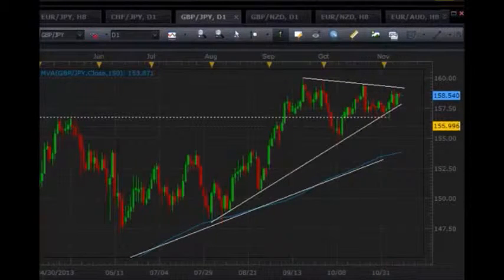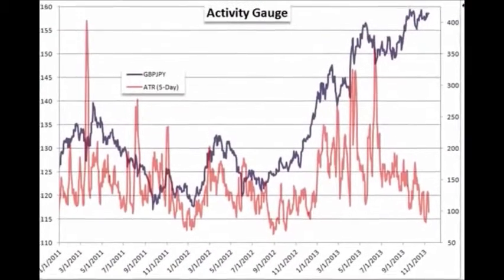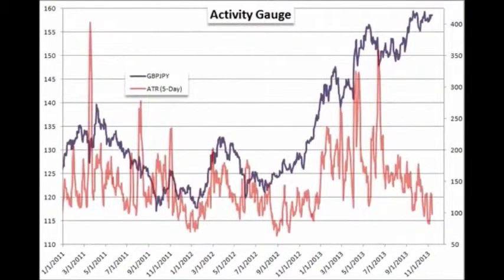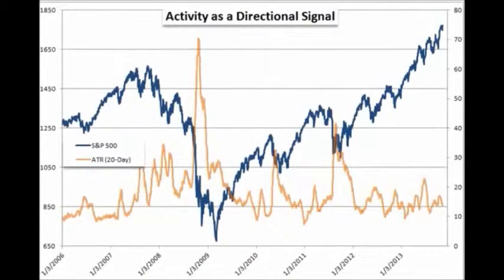A very narrow window for this typically very active pair, which even on the 5-day rolling average has a daily range of about 100 pips. So we can cover this entire range within a couple of days, and subsequently this tells us breakout pressure is coming. A good activity gauge, right? And we can use it as such.